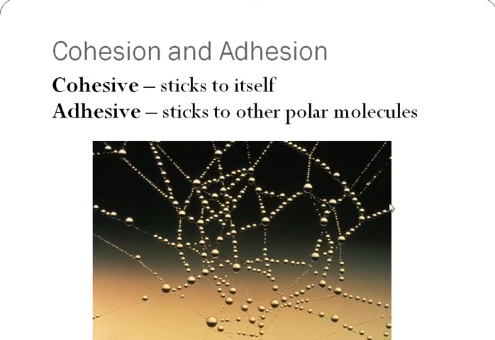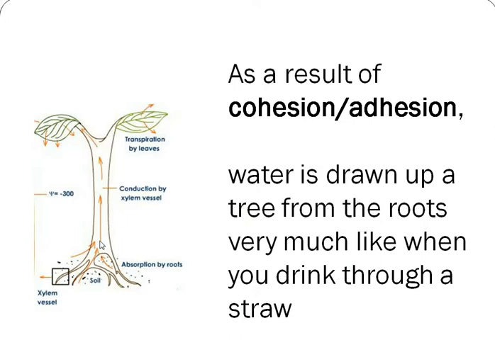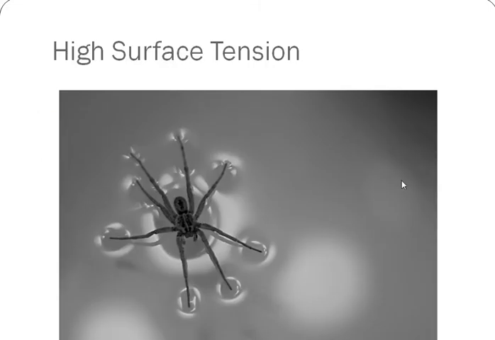Cohesion and adhesion. Cohesive, it sticks to itself. Adhesive, it sticks to other polar molecules. And an example is why, when you water a plant, it draws the water up. It's because it's evaporating, transpiring in the leaves. And so it's just kind of like sucking on a straw. And that's an example of cohesion and adhesion. The water sticks to itself as it's pulled up, and it sticks to the tree.